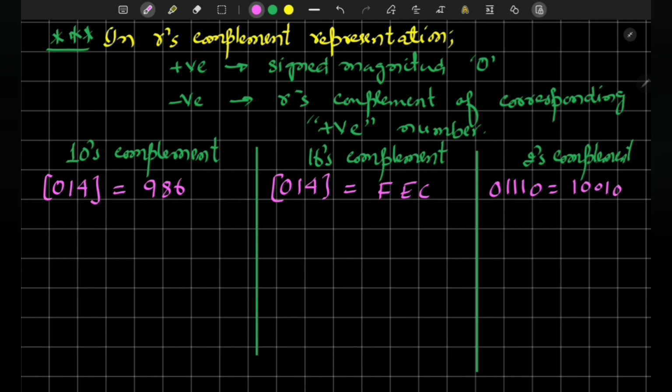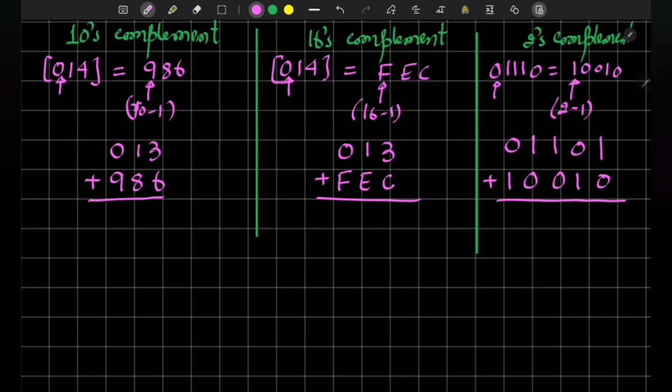What we can observe from this is that positive 14 is represented by appending 0 in front of it, and when we take the r's complement in each base, we see that the sign digit is changed to the negative one, that is r minus 1: 10 minus 1 here, 16 minus 1 here, and 2 minus 1 here, which is synchronizing with our analysis till now. Now when we add 13 minus 14 in each base, we will get 999 here, FFF here, and 11111 here.